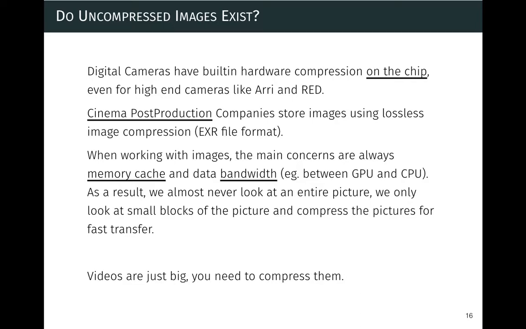And here we're talking about a different kind of bandwidth. We're not talking about IP bandwidth. We're talking about bandwidth between your GPU and your CPU, for instance. So at the hardware level, how do you get that much data going through? Videos are big, they're getting bigger, and we always need to compress them in some shape or form.